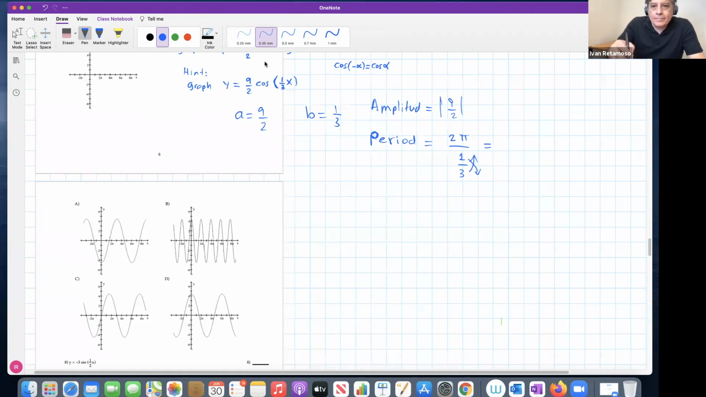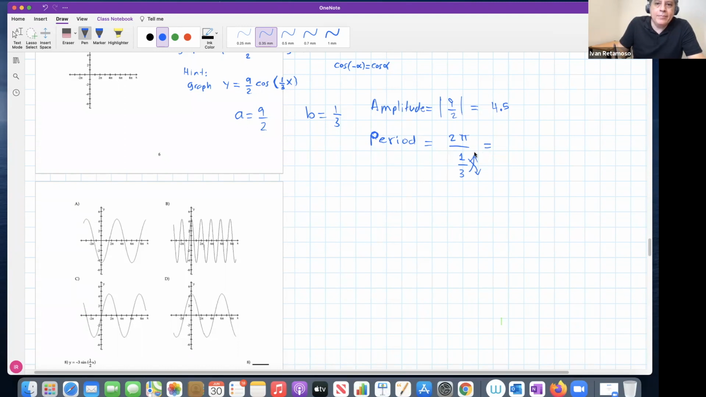So basically, they are asking us to graph this function that has an amplitude of absolute value of 9/2. 9/2 is 4.5. Since it's a positive number, the absolute value of 4.5 is just 4.5. So this is the amplitude. From the middle line, the farthest you can go up is 4.5 units. The farthest you can go down is 4.5 units. This is what the amplitude tells you.